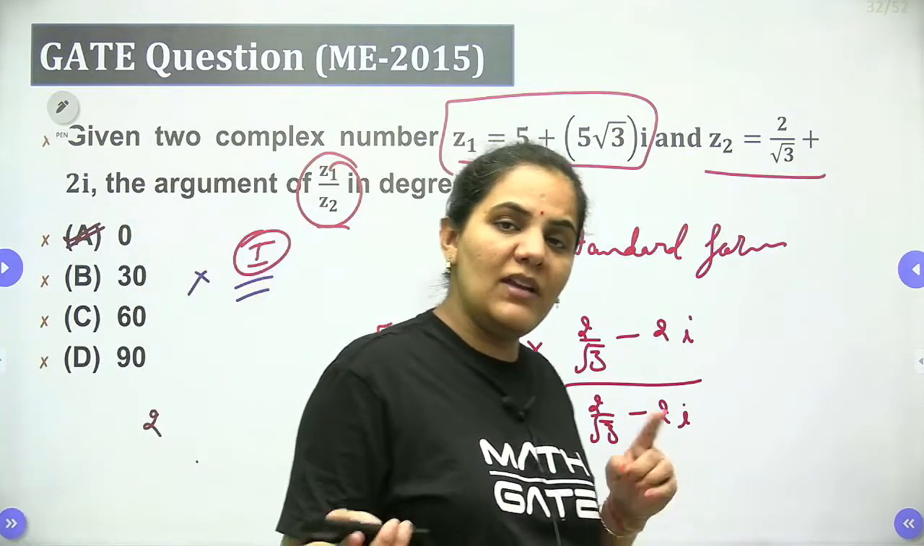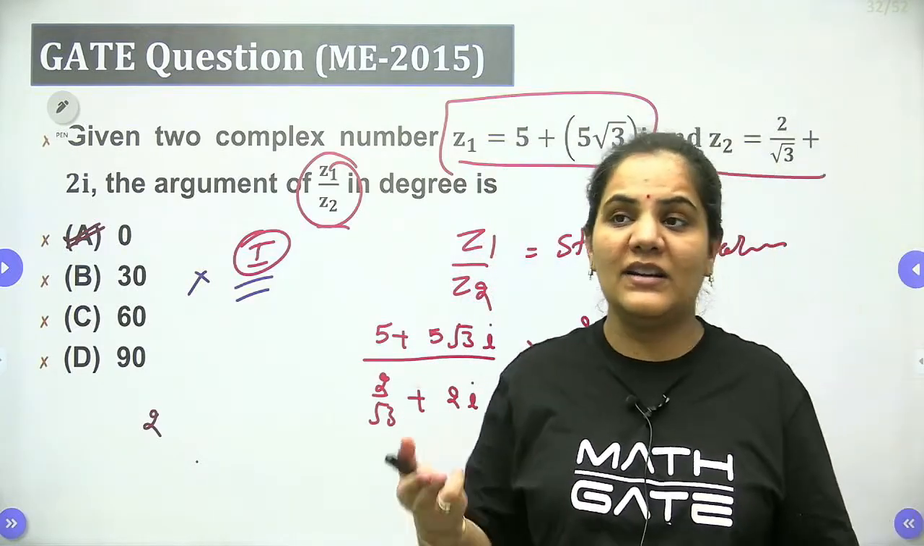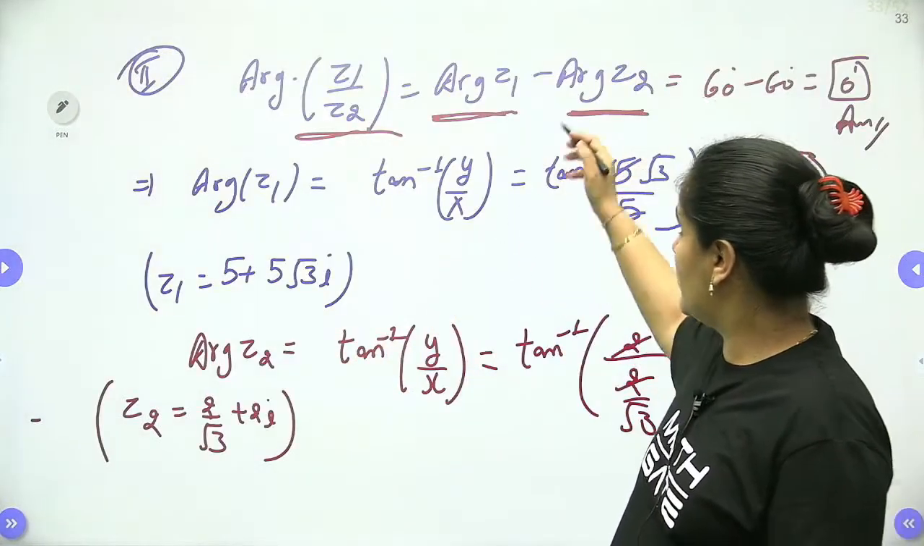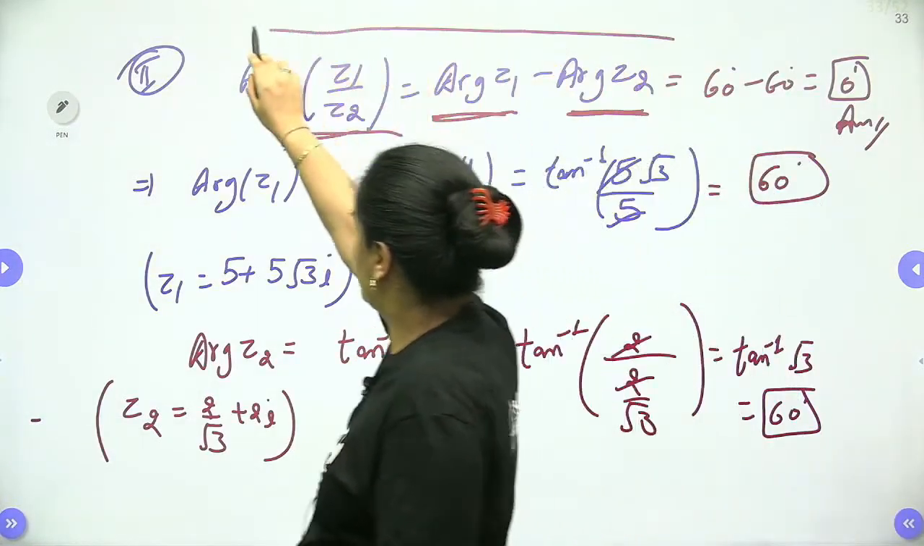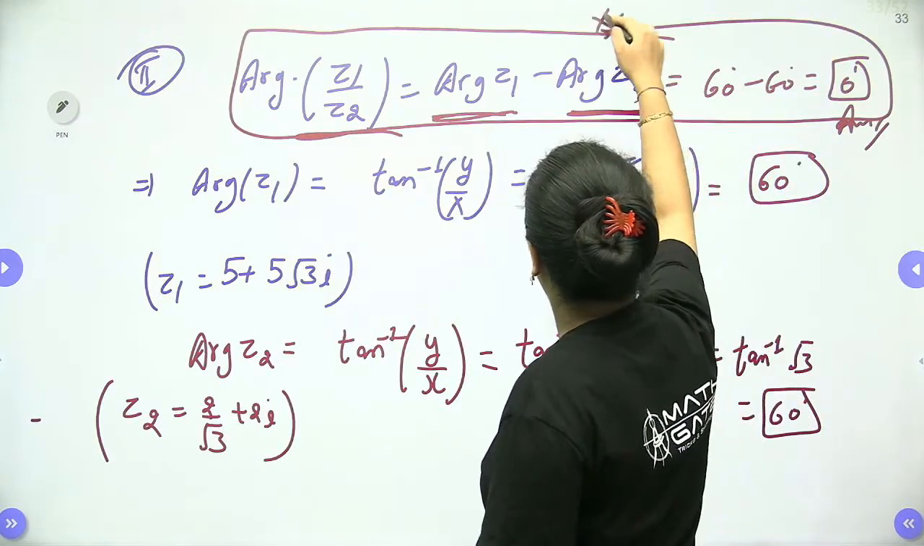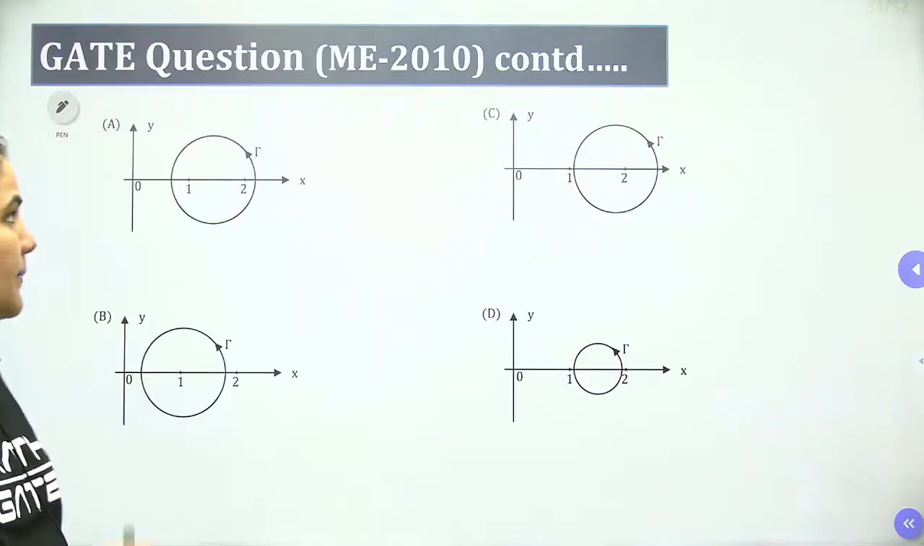So we have to multiply, we have to make changes, then we will approach for the argument that is equal to tan inverse y by x. And here you can directly approach with this property only. This is a very good property of argument. Through that we can find out the result. Done guys? Okay, now let's approach the next question.